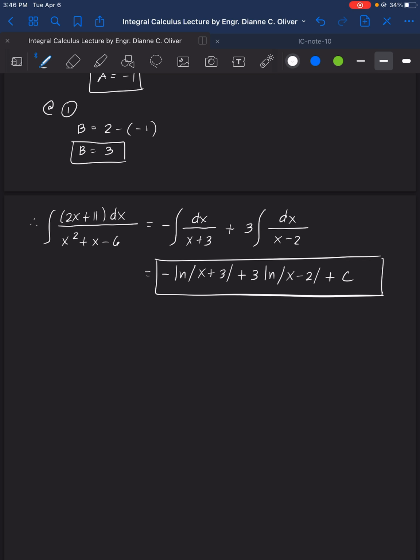To be cautious, sometimes, because some really do forget plus c here, it's best if you put the c prior to the answer, so that you're aware that you have put the c already. You can have it as c minus ln of x plus 3 plus 3 ln of x minus 2, in case you forget plus c.